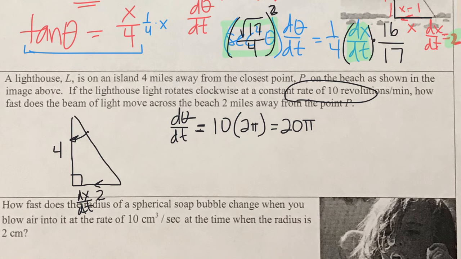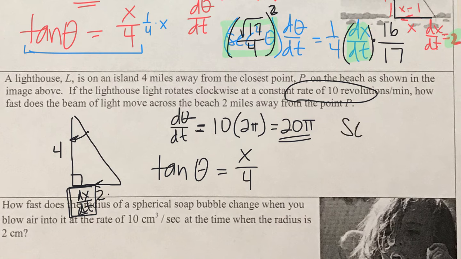Okay, so a very similar type of question. Only difference is now we have the change in angle, and we're looking for how fast a beam of light moves. Oh, we're looking for dx/dt. We don't know dx/dt, but we know x is 2. Once again, it's a tangent. Tangent of the angle is equal to x over 4. So our derivative becomes secant squared d theta/dt equals 1/4 dx/dt.